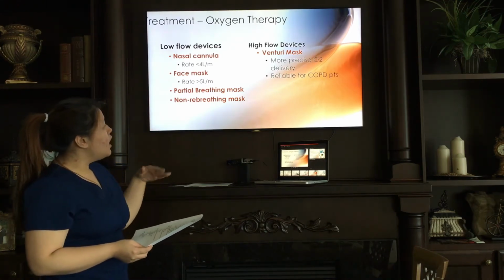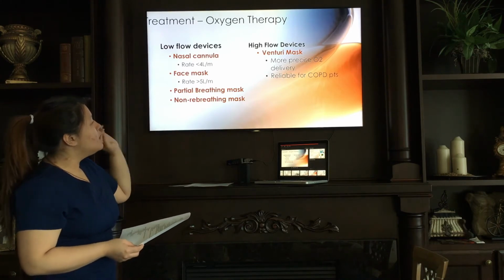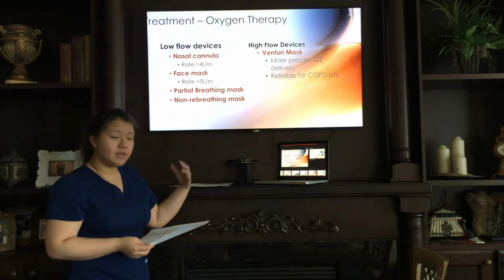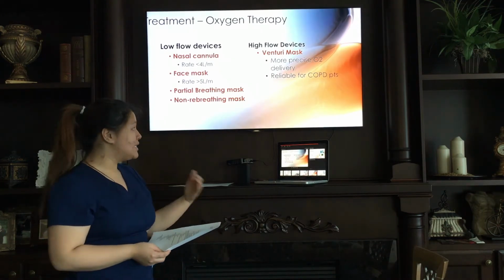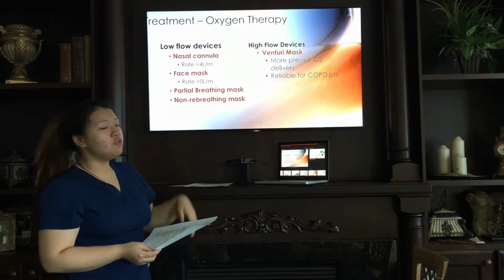And then going on, we have more high flow devices. So do take in that face masks can also be known as a high flow device depending on how much oxygen is being set through it. But usually we use Venturi masks.